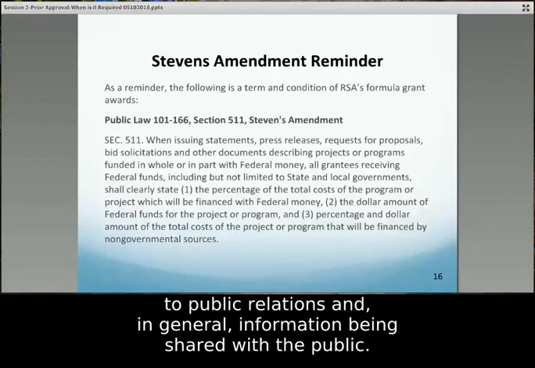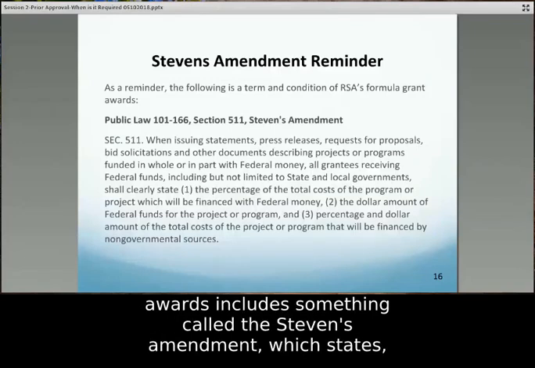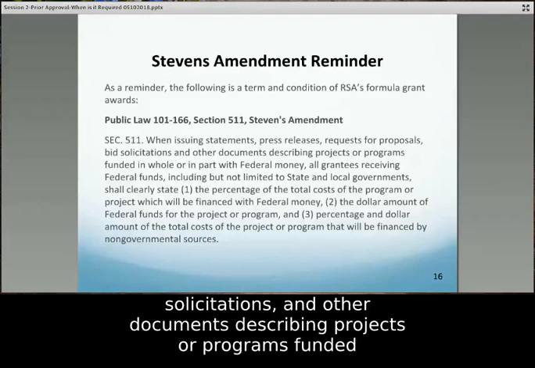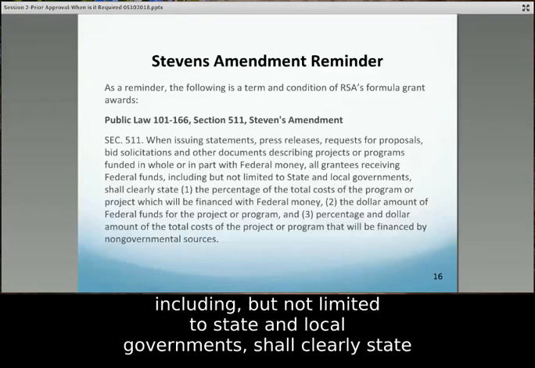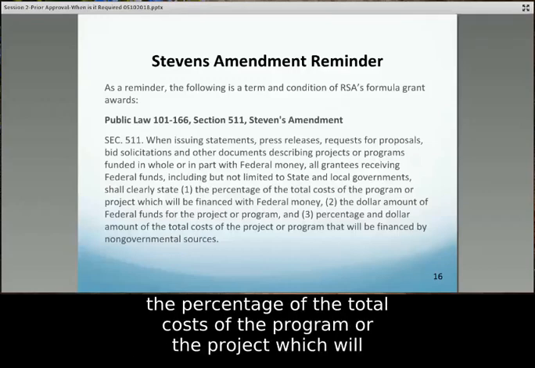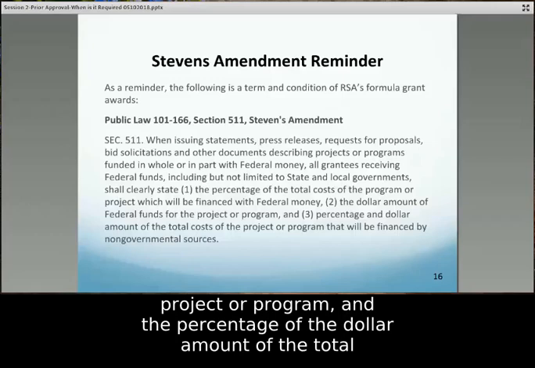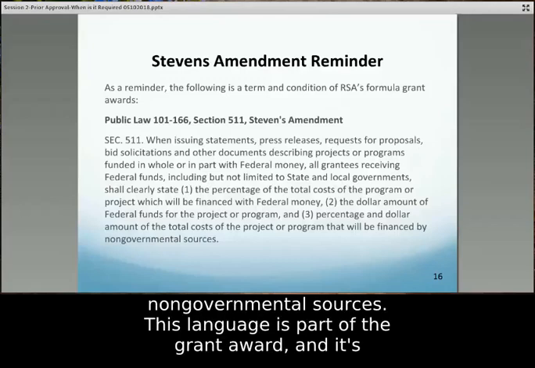Okay. So as a reminder, with regard to public relations in general and information being shared with the public, a term and condition of RSA's formula grant awards includes something called the Stevens Amendment, which states that when issuing statements, press releases, requests for proposals, bid solicitations, and other documents describing projects or programs funded in whole or in part with federal money, all grantees receiving federal funds, including but not limited to state and local governments, shall clearly state the percentage of the total cost of the program or the project which will be financed with federal money, the dollar amount of federal funds for the project or program, and the percentage and dollar amount of the total cost of the project or program that will be financed by non-governmental sources.